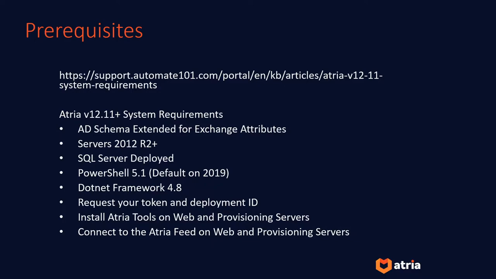Before you can install anything, you'll need to request your access token and deployment ID. You can obtain these by emailing our support team and they'll send them through to you. And I'll be pointing out where we use these as we go through the installation process.